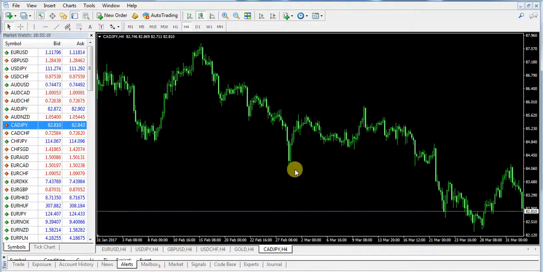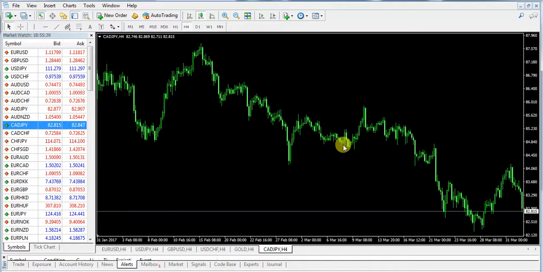Can you see here, guys? We have a low over here. The market retraced and then did not form a lower low. In fact, this was a warning to us that the market might now be changing direction.